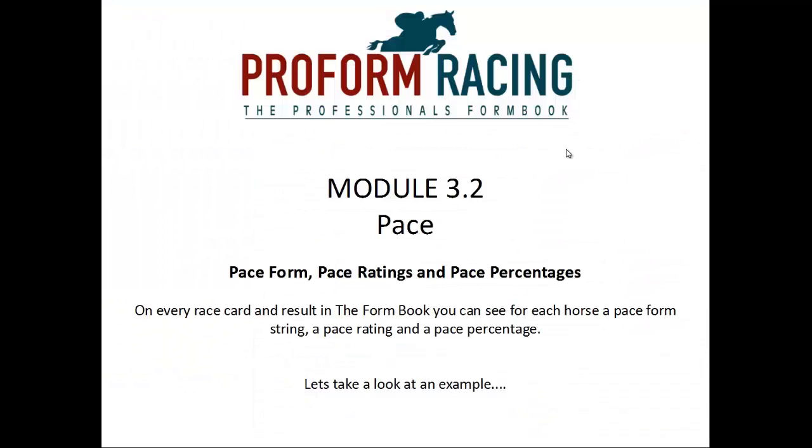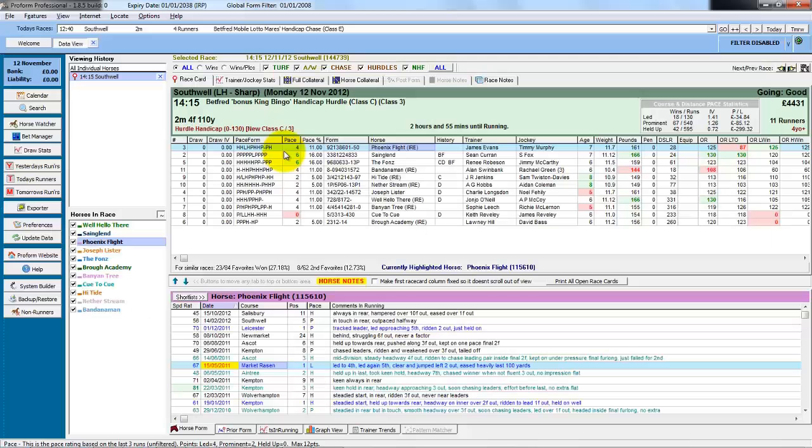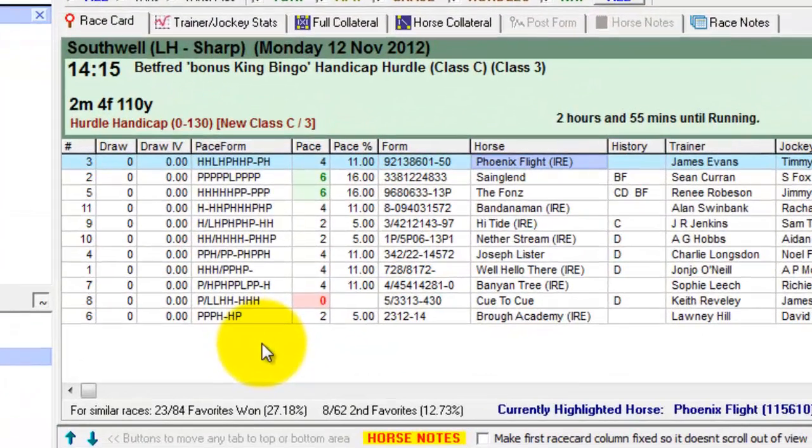Pace form, pace ratings and pace percentages. On every race card and result in the form book you can see for each horse a pace form string, a pace rating and a pace percentage. Let's take a look at an example. So we're back in the form book on the same race we were looking at before, and we can see the list of horses due to run in this race, and here we have the 3 fields we're going to look at: pace form, pace rating and pace percentage.